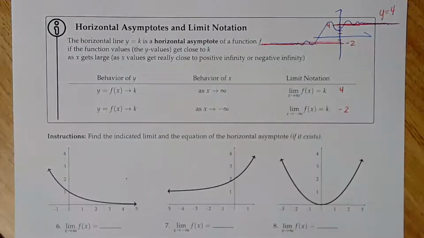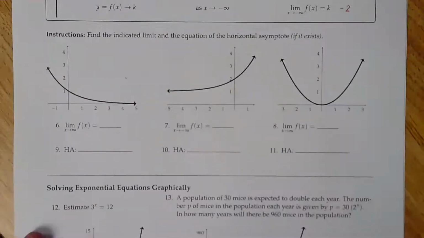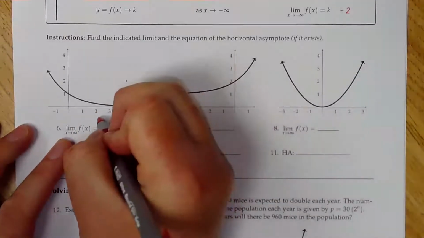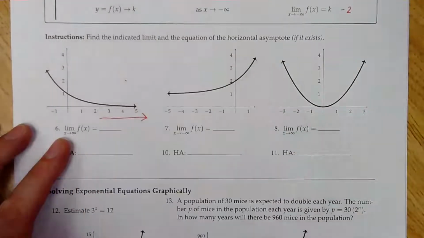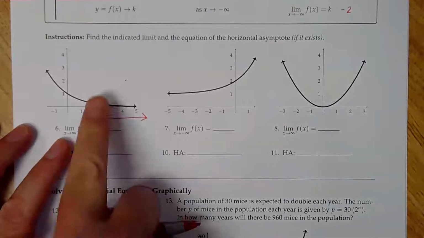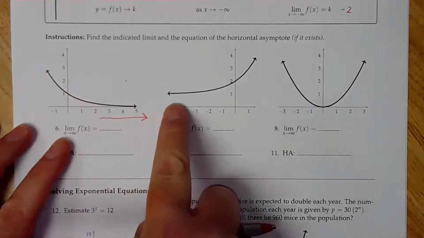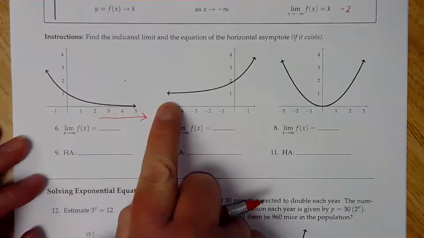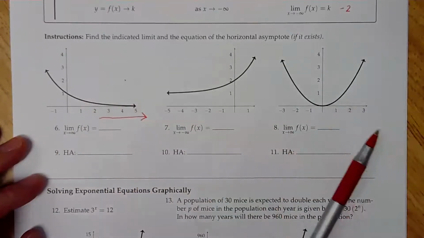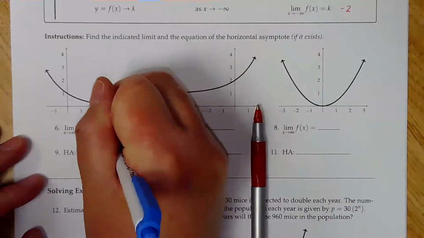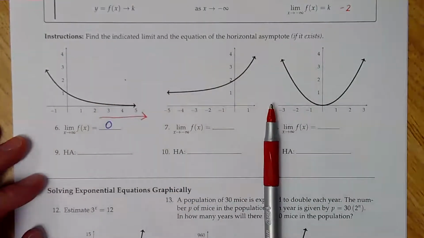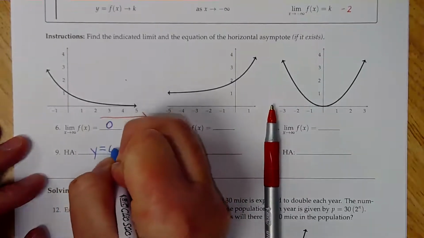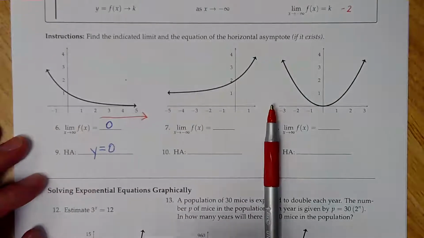All right, so let's give this a try. Here I have the limit as x goes to positive infinity. So I'm interested in looking at what this function does as it heads out this direction. And it looks like it's going to settle down right here along the x-axis, which is y is equal to 0, which means my horizontal asymptote equation here is y is equal to 0. It's whatever that y value is that we're settling down to.